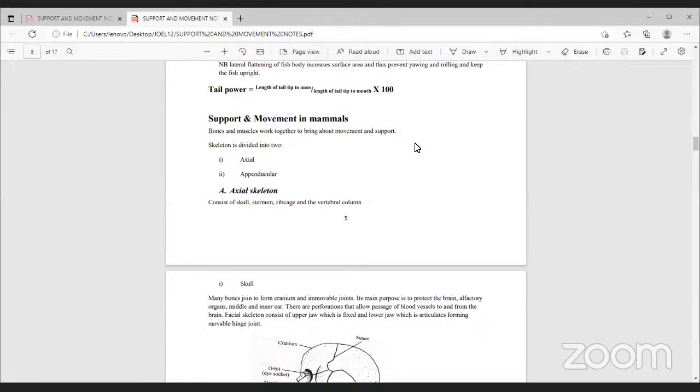That one consists of the skull, the sternum, the ribcage, and the vertebral column. For example, when you talk about the vertebral column, I've told you this is basically the backbone, which is made up of 33 bones in human beings. So we start with the first one, the skull, and see how it carries out its function.